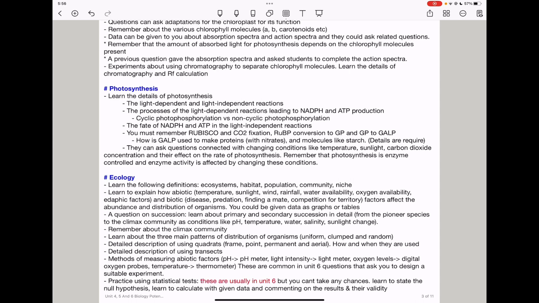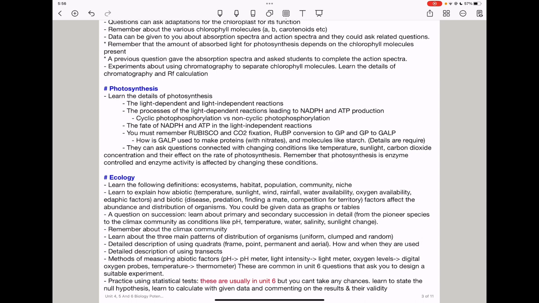Continuing on, methods of measuring abiotic factors. This could be common in Unit 6 as well as questions that require you to design experiments. Like if you're measuring the dependent variable, you will tell the examiner, I measure the pH using a pH meter, I measure the light intensity using a light meter, oxygen levels using a digital oxygen probe, as well as temperature using a thermometer. So please keep in mind these things when you answer your Unit 6 questions as well.